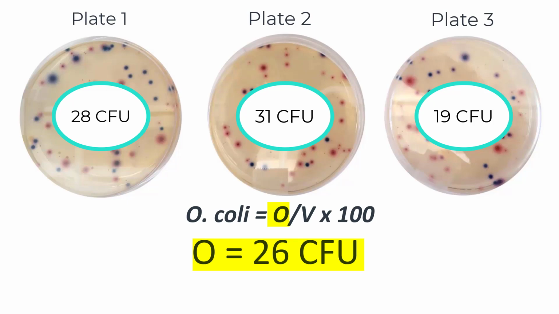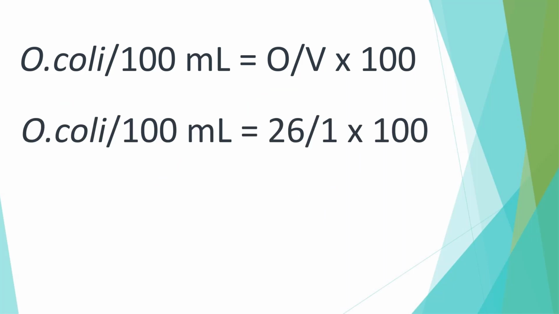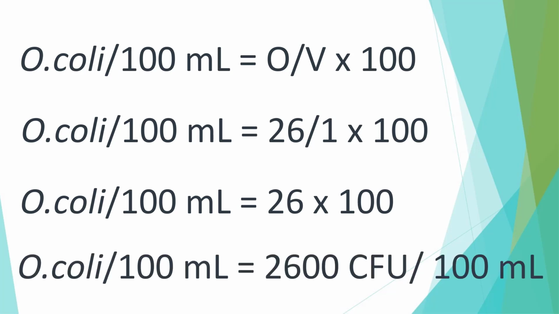Now, we will plug in the average we just calculated, 26, into our equation. We will divide our average number of other coliform, 26, by our sample volume of 1, which will be 26. Multiply 26 by 100 to get our average other coliforms concentration in 100 milliliters, which will be 2,600 CFU.